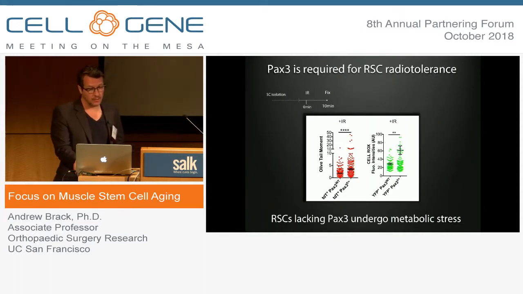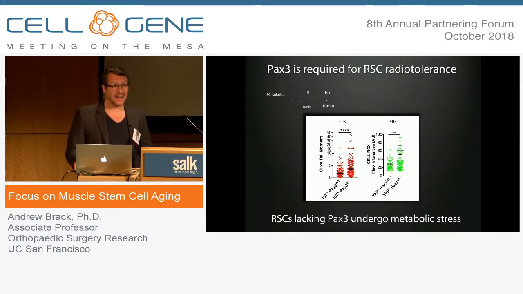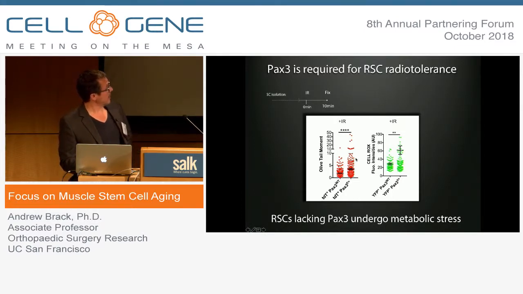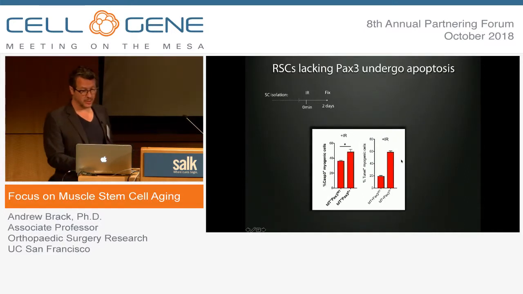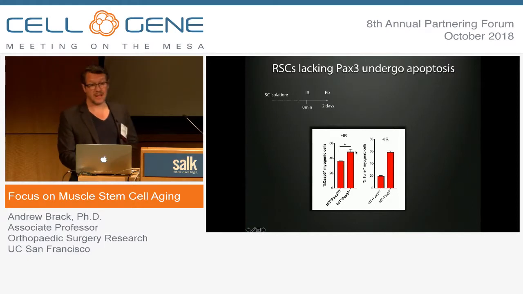So we knocked out PAX3 in a PAX3 Cre model. This leaves the majority of the stem cell compartment normal, but we can now delete PAX3, expose the cells to radiation, and what we observe is both an increase in DNA damage, marked by olive tail moment, and an increase in cellular ROS. So these cells have damaged DNA, and they're going through oxidative stress. Not only do they undergo those detrimental consequences, they all have a propensity now to die through apoptosis, which obviously they were protected against if they had PAX3.